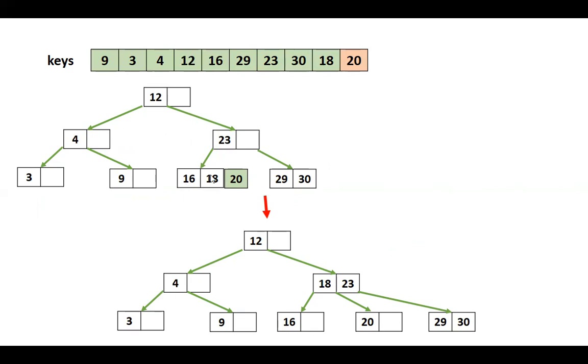Now this node is already full. 16 and 18 is already stored. So this is an extra key here. So now the node will split. What will move up? 18 will move up. Fine. And 18 will move up and 20 will be its child. 18 is moved up.